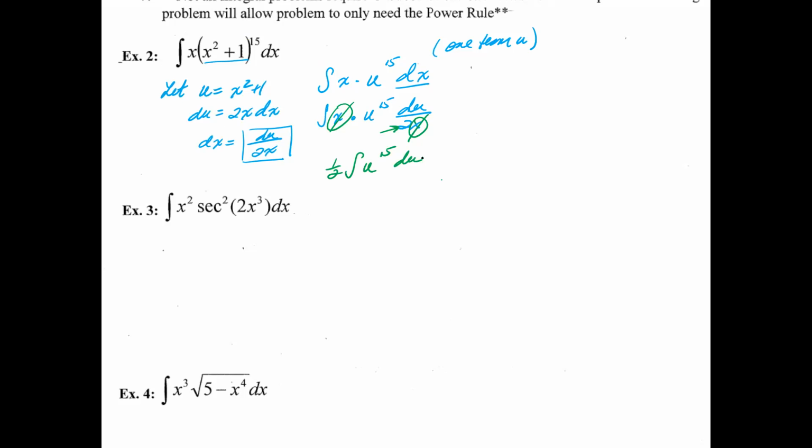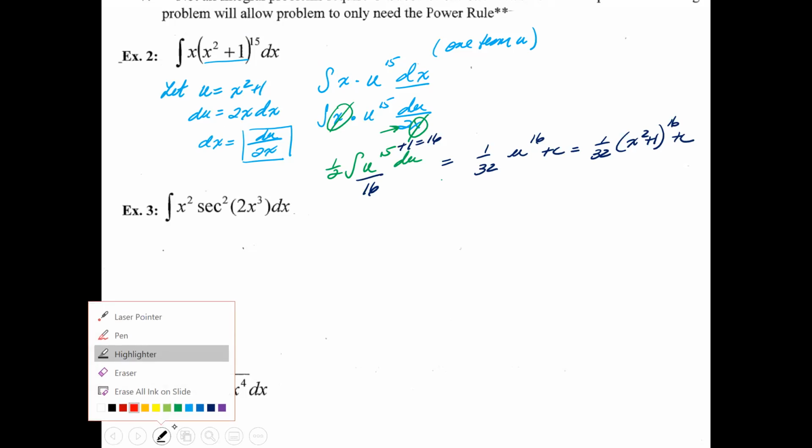And now it's everything in terms of u, so I can go ahead and proceed forward to integrate it, which gives me a 16. So I'm going to divide it by 16, which is going to equal 1 over 2 times 1 over 16, which gives 1 over 32 times u to the 16th power plus c. And of course, if I substitute everything back, u originally was x squared plus 1, so it's 1 over 32 times x squared plus 1 to the 16th power plus c. And that is going to be your answer.